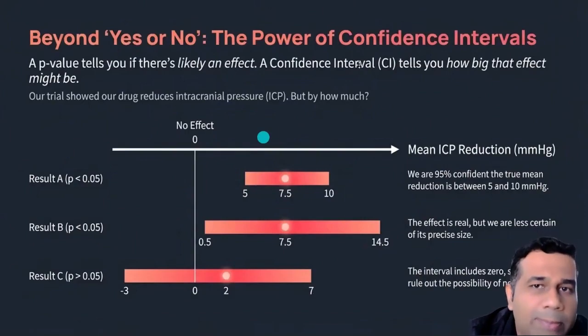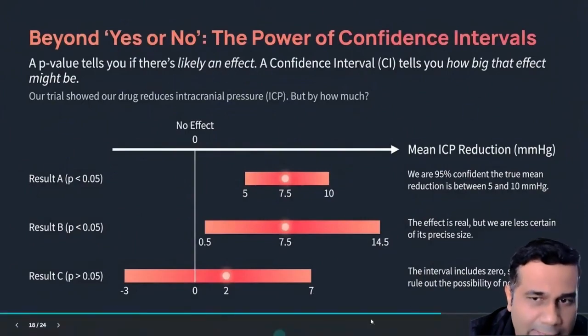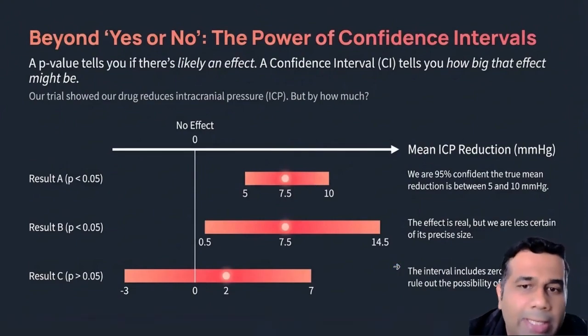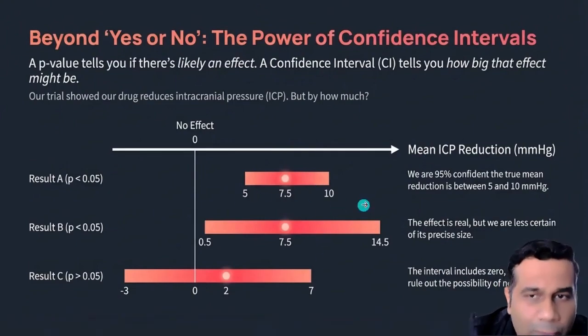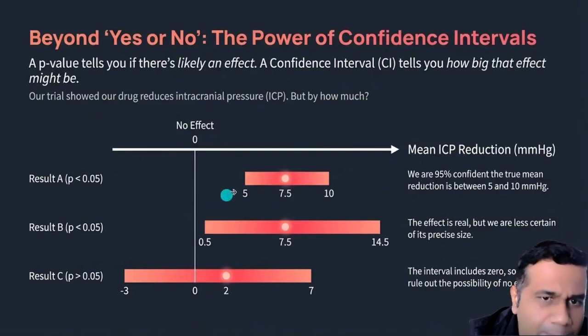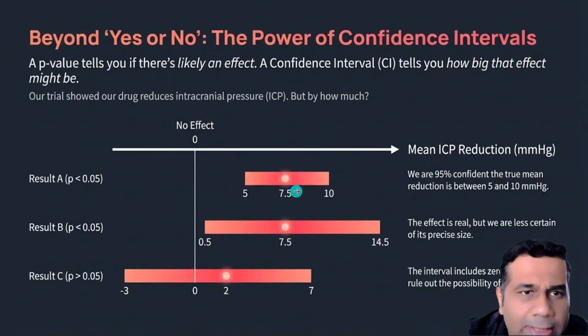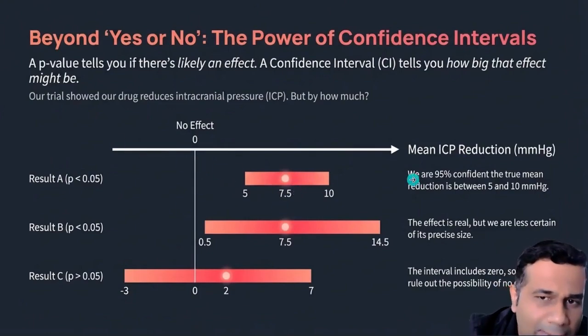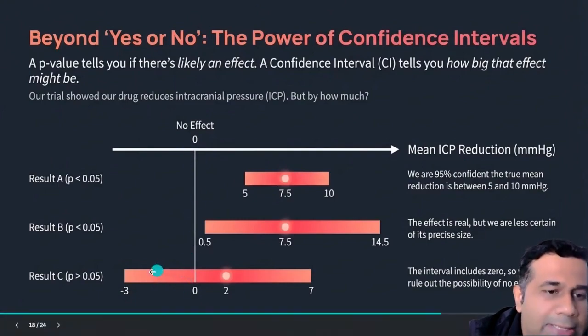Now comes the concept of the confidence interval. It's the same concept that I mentioned regarding the hypertension scenario. For example, this is another scenario regarding intracranial pressure reduction. Here you can see one drug has been tested, and we are finding something like this. This is a scale in which we have a zero value, and there is a negative value.